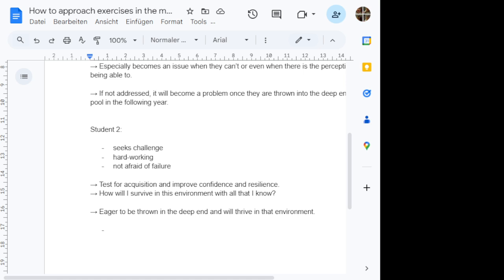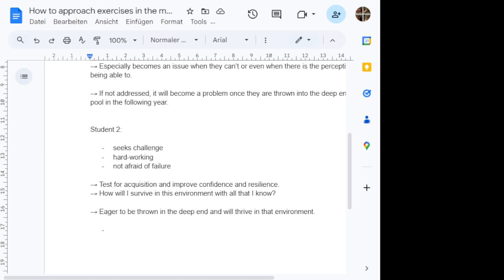believe that everything has to be perfect. It tends to be more prevalent among the female students, and the more, well, this kind of students. Let's look at this kind of student. So he wants to be challenged. He's also hardworking, and the very important thing is he understood that there is no need to be afraid of failure.